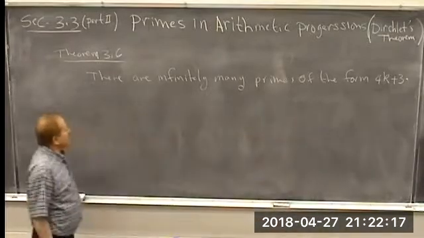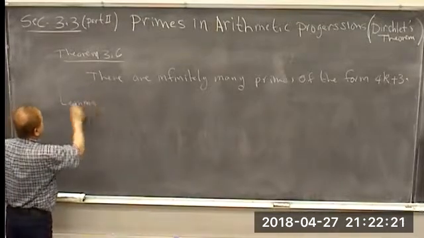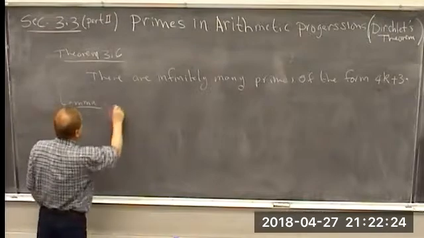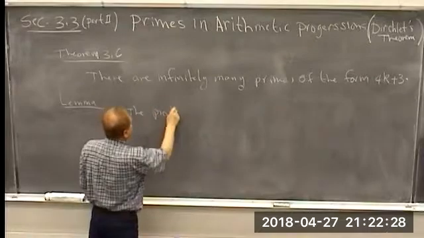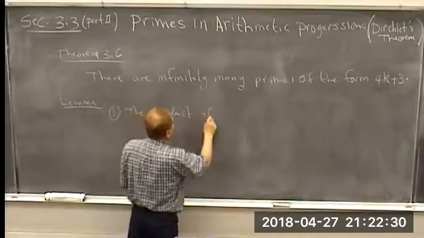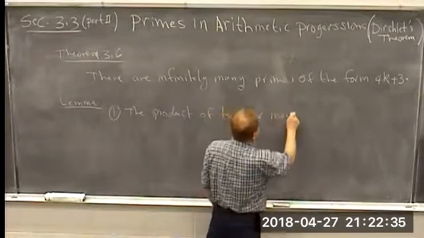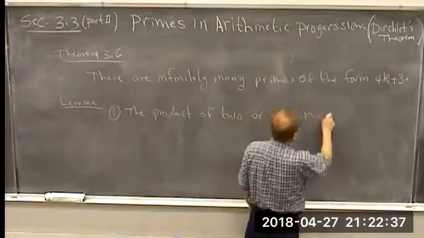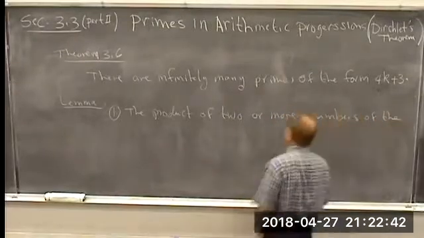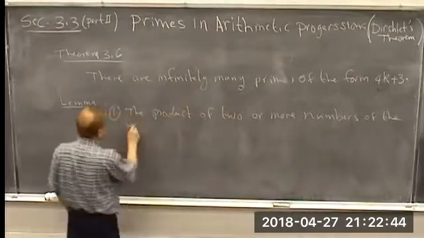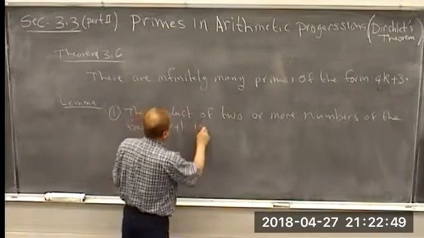To prove this theorem, we need a very simple lemma. It reads like this. The first thing: the product of 2 or more numbers of the form 4k plus 1 is of the same form.